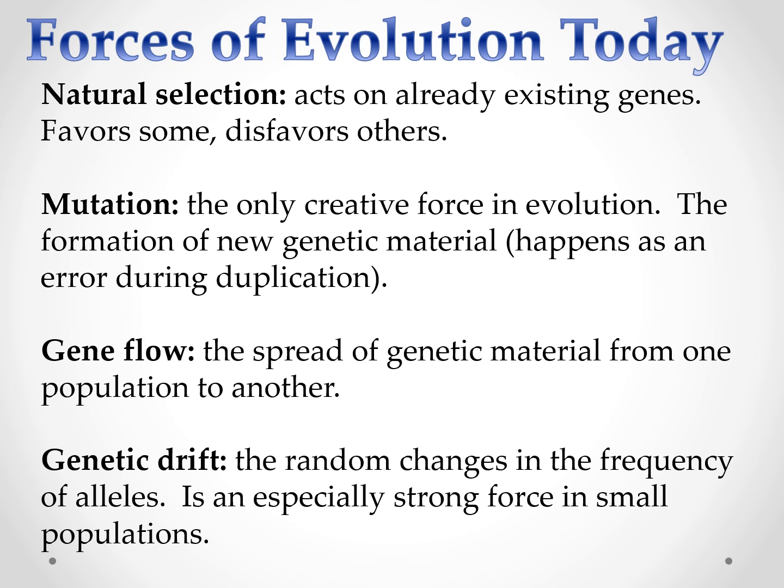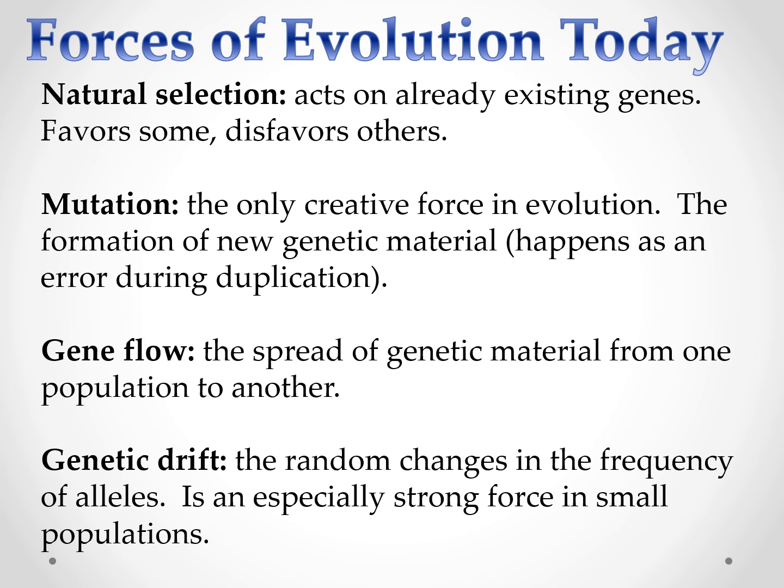And kind of coming close to wrapping up the lecture here, what has Darwin's work really culminated in? Well, this notion of evolutionary forces, right? And we have four distinct forces in evolution today, right? We have natural selection, which we've already talked about, which acts on already existing genes, favoring some and disfavoring others. Then we have mutation, which is the only creative force in evolution, right? It's the formation of new genetic material and happens as an error during cell duplication.